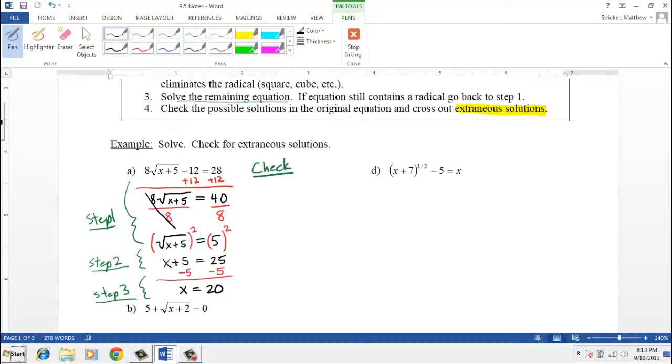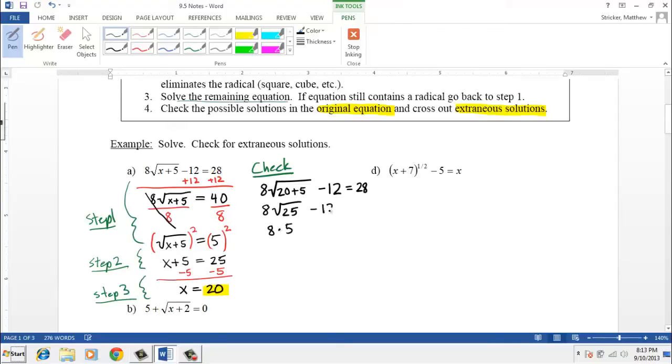So when we check, notice that we are checking in the original equation. So I'm going to take my 20 and I'm going to plug it back into the original, which is going to look like this. It's going to look like 8 times the square root of 20 plus 5, minus 12 equals 28. So we can go ahead and simplify inside the radical. That's the square root of 25, which is of course 5. So we have 8 times 5.